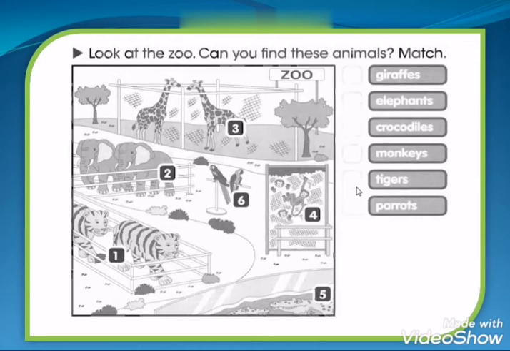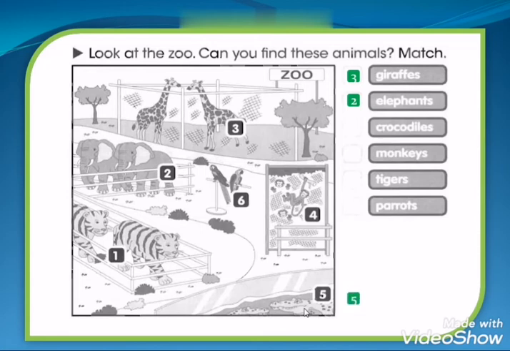So now, let's answer this. First, giraffes. What does giraffes mean? Good. Giraffes means zarafat. So, which number refers to giraffes? أي رقم يشير إلى زرافات? Good. Number 3. Very good. Elephants. فيلة. So, which number refers to elephants? Good. Number 2. Crocodiles. Also, which number refers to crocodiles? Refer means يشير. So, أي رقم يشير إلى التماسيح?